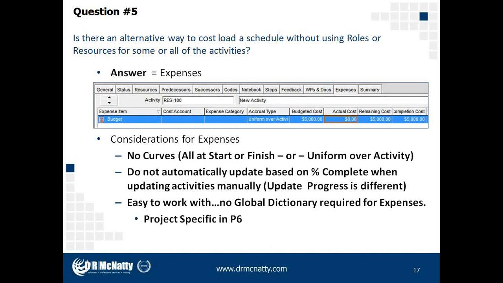A lot of the reasons people like expenses is they're easy to work with and there's no global dictionary required, which makes them project specific. So it is likely now that we are seeing a lot more requirements for expenses within specifications. These could be for owners who want to import a contractor schedule file, but do not want to infringe upon their own global dictionaries for the resources. So by specifying that cost be loaded on the expenses tab, it ensures that no global data will be brought in, such as a resource assignment. So that's one of the appeals that folks have with our expenses.